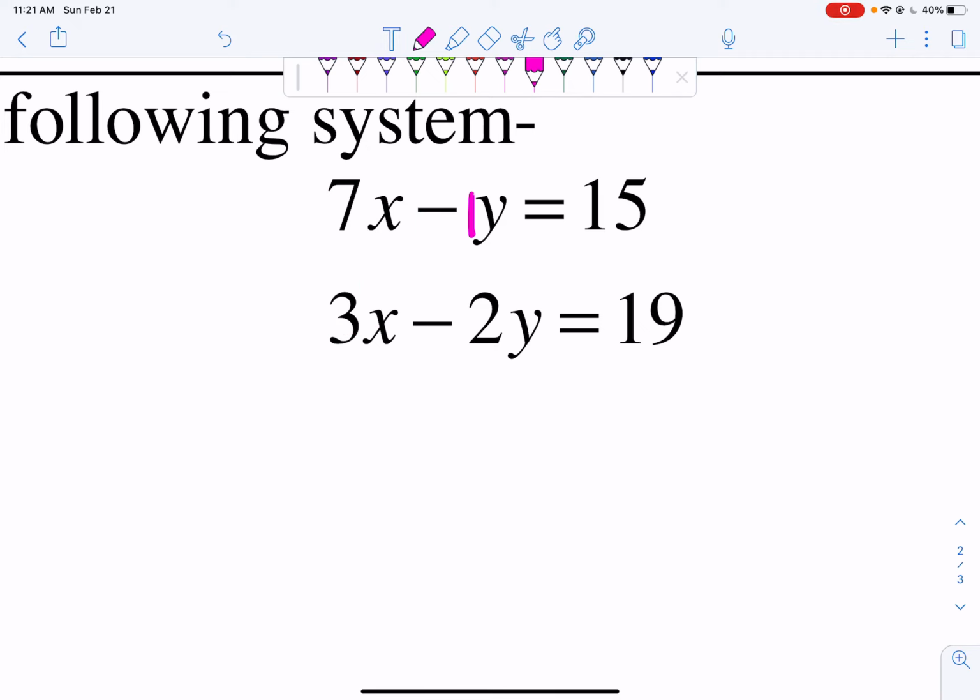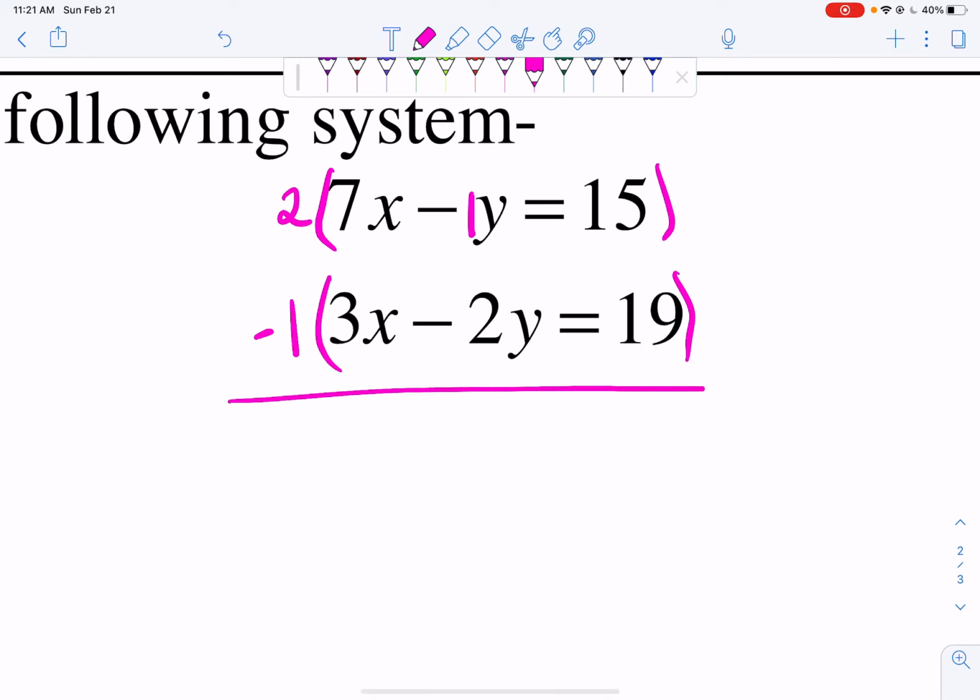So, decisions. I'll eliminate my y's. So if I have a 1 here, I'm going to multiply this equation by 1. And if I have a 2 here, I'm going to multiply this equation by 2. Here's the issue. If I just keep everything like that, I'm not going to be able to eliminate everything. So I'm going to have to make one of them negative. I'll make my 1 negative.